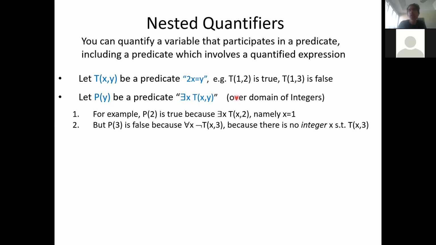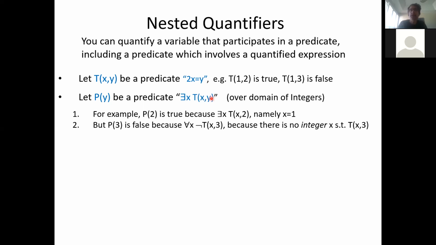In other words, twice(1, 2) is true. 2 is twice of 1, but twice(1, 3) is false. 3 is not twice of 1. Okay, now consider a predicate that says p of y is true if there exists an x such that twice(x, y) is true.